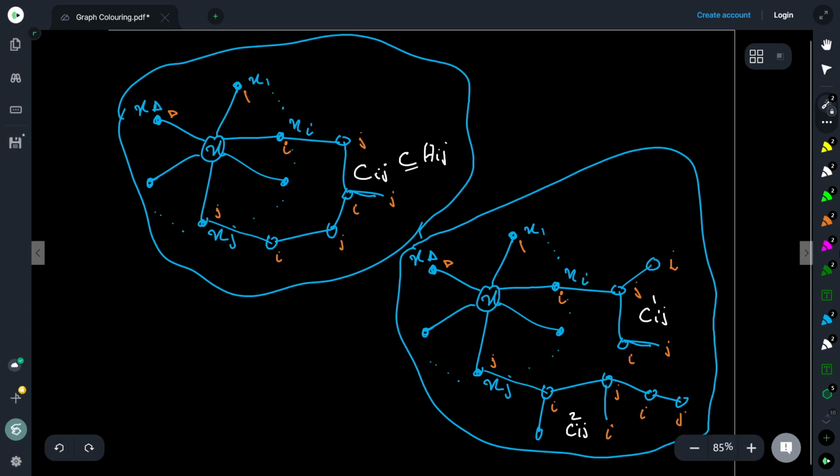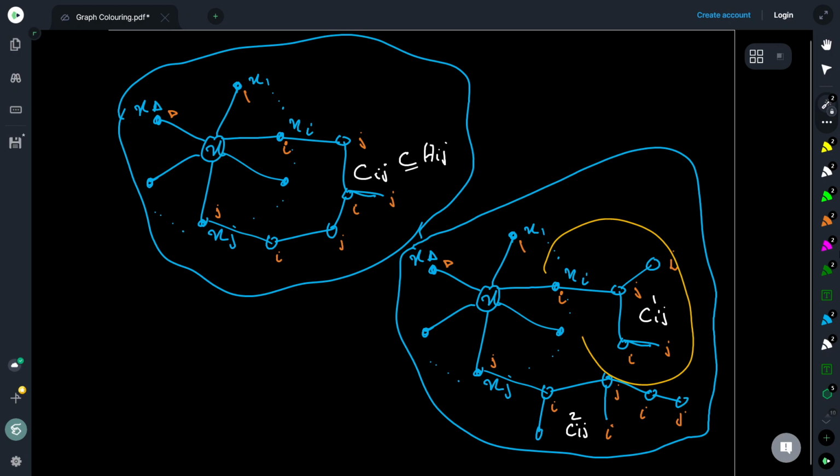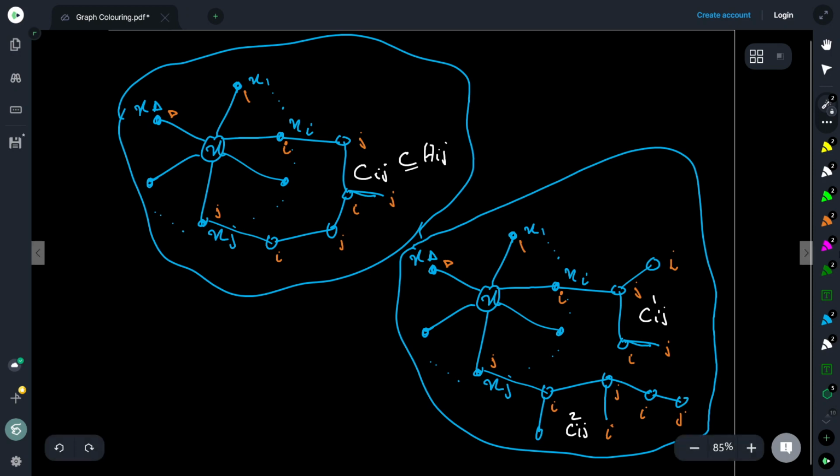And if xi and xj are not connected in this graph by these two colors, then I claim that we can always recolor. What I'm going to do is pick up the component of colors i and j which contains xi, and then I just recolor this component, or switch the colors i and j in this component.